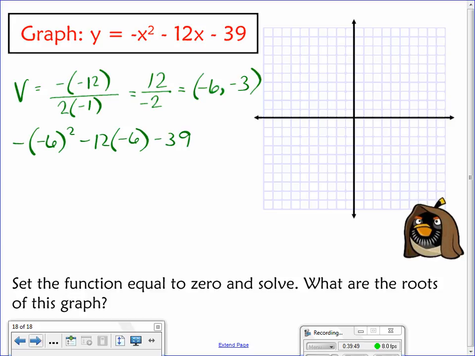All right, so negative 6, negative 3. So there's my vertex. All right, so we'll make an XY table. What numbers do we typically plug in next? Good. Negative 5 and negative 4, right? Because it's at negative 6, 2 to the right of that would be negative 5 and negative 4.